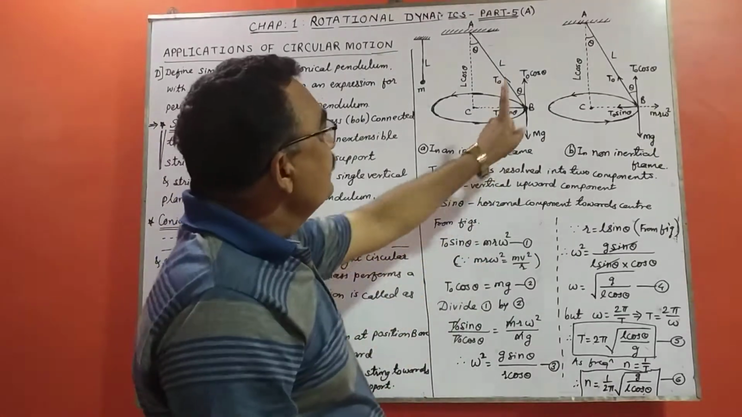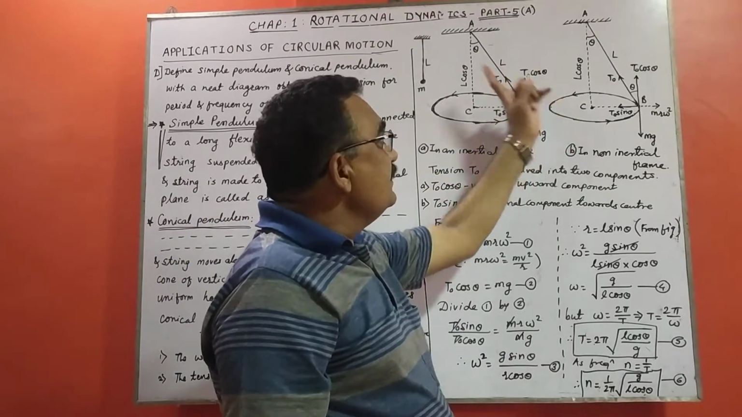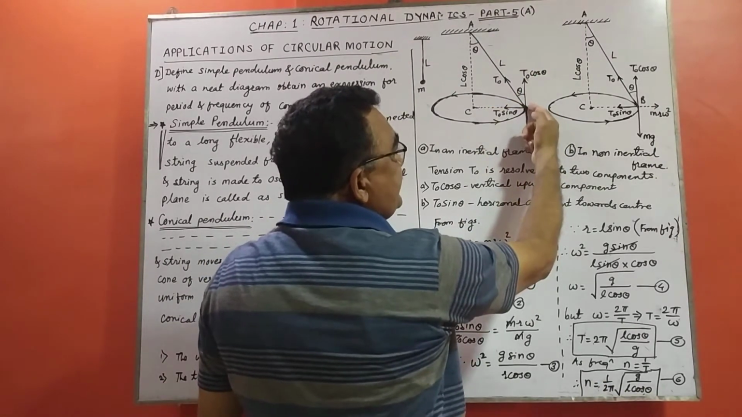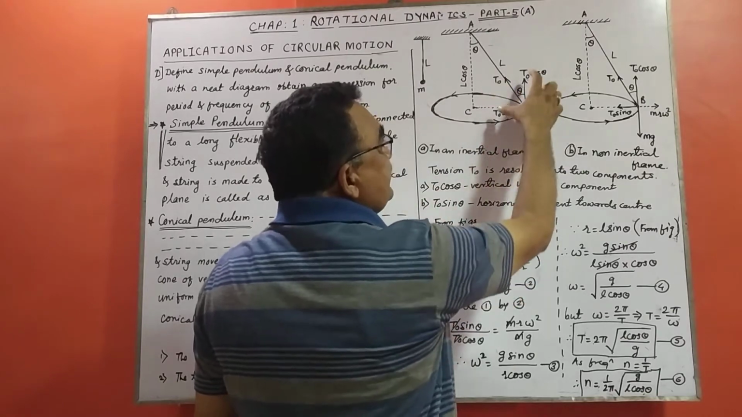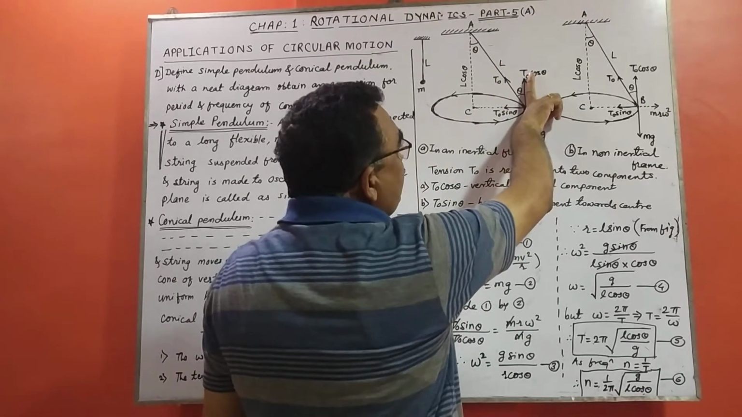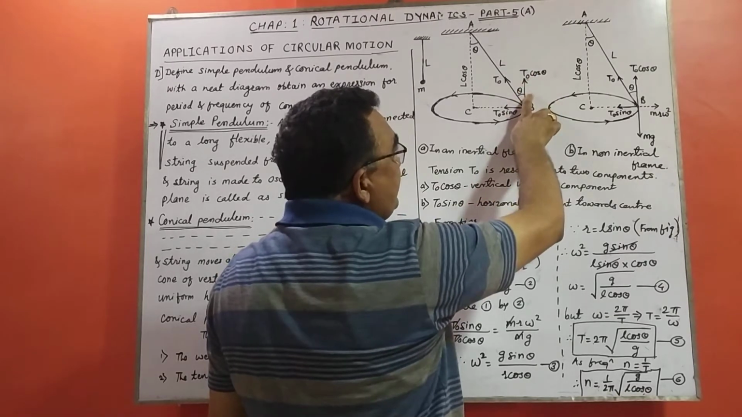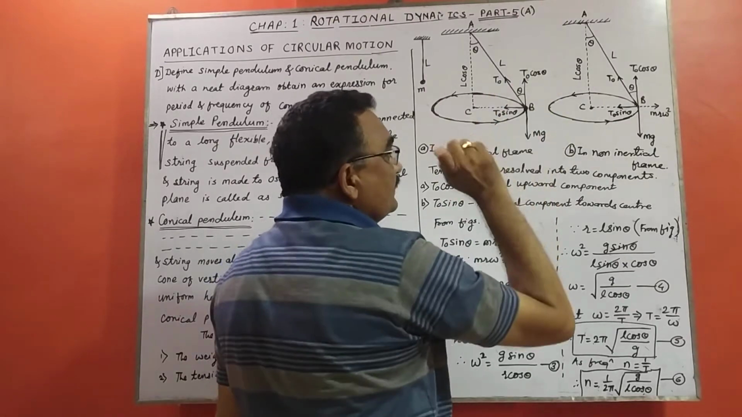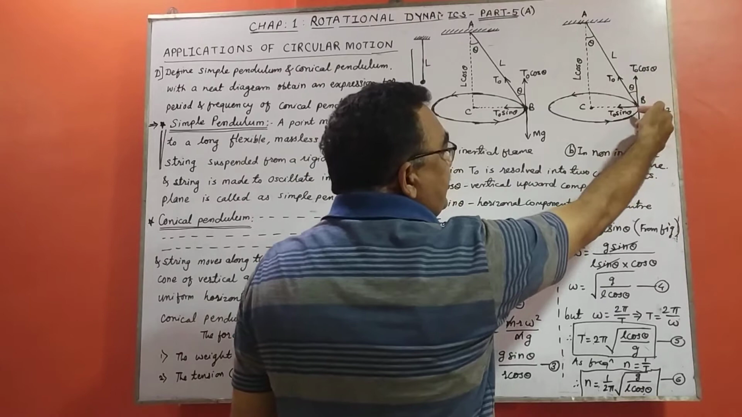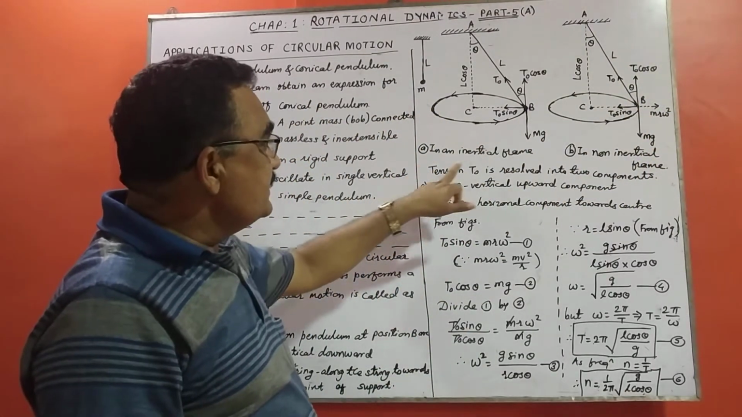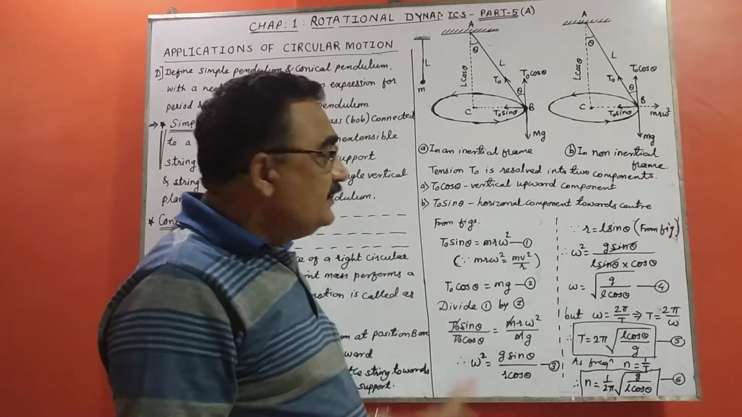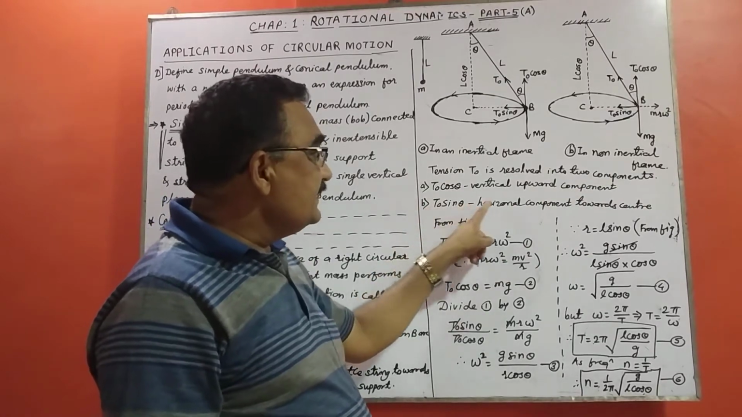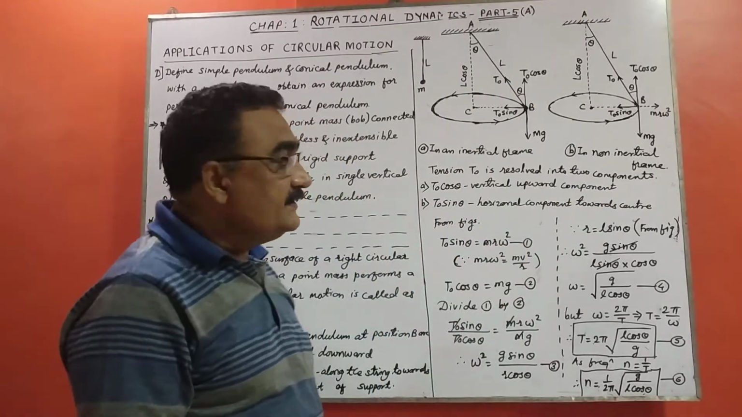Now this T0 is resolved into two components like this. One is T0 cos theta, another is T0 sin theta. Because it makes an angle, and here there is no angle for this component, so this is sin, this is cos. In the same way, T0 cos theta, T0 sin theta. So you can write that tension T0 is resolved into two components. One is T0 cos theta, the vertical upward component, and another is T0 sin theta, the horizontal component towards the center.